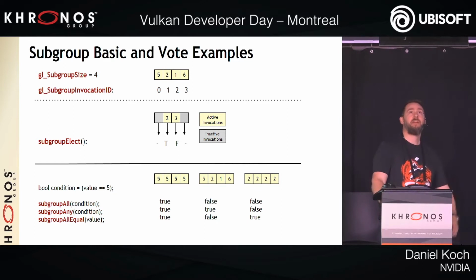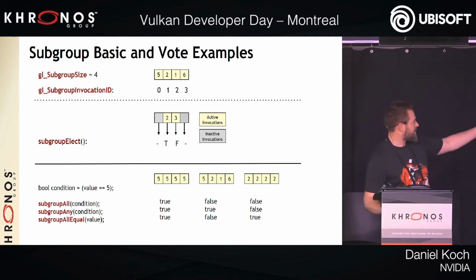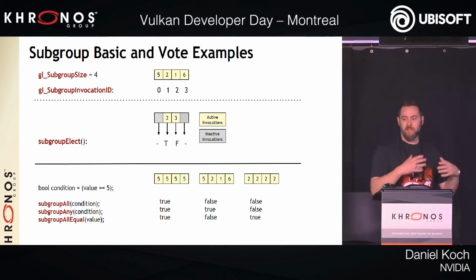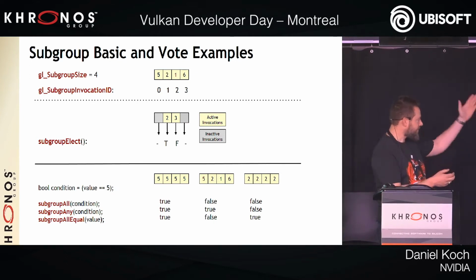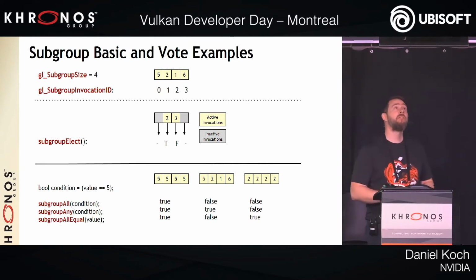So just an example with subgroup elect. You call subgroup elect on the middle set there. It's going to pick the invocation 1 with the value 2 in it, because invocation 0 is an inactive thread in this example, so it's not executing right now. So if you say subgroup elect, invocation 1 is the one that's going to continue doing your calculation.